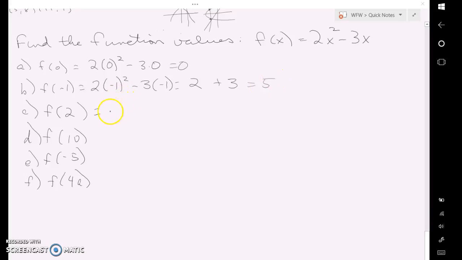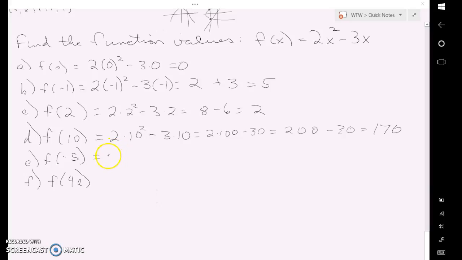Okay, f of 2 is 2 times 2 squared minus 3 times 2, which is 8 minus 6 is 2. F of 10, 2 times 10 squared minus 3 times 10 is 2 times 100 minus 30, which is 200 minus 30, and that's 170. And then f of negative 5, be careful with these negative numbers, because the signs will mess you up. 50 plus 15 equals 65.